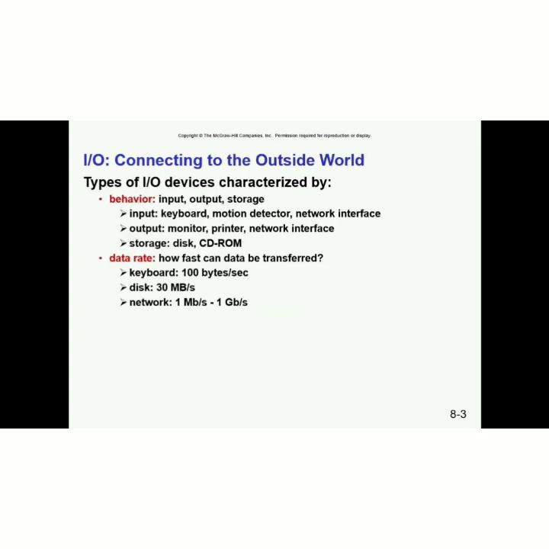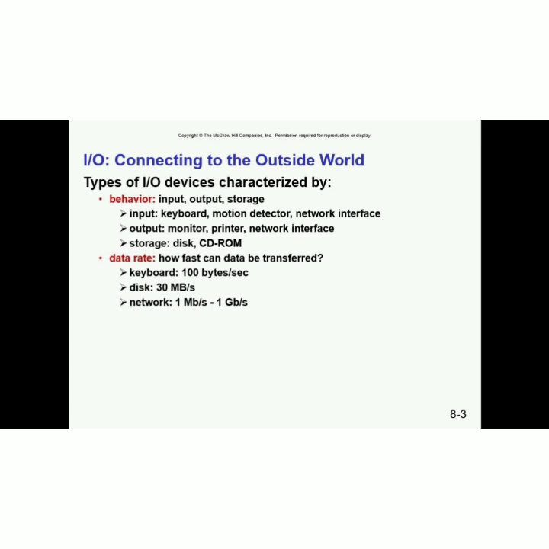I/O devices are characterized first by behavior, which is input, output, and storage. Input devices are, for example, keyboard, motion detector, and network interface. Output devices are, for example, monitor, printer, and network interface. And storage devices are, for example, disk and CD-ROM.